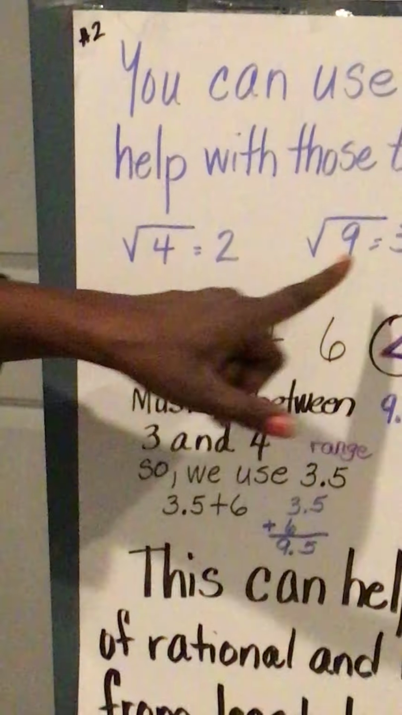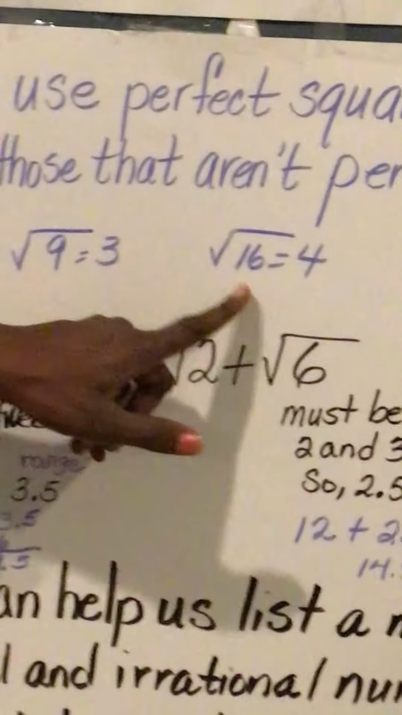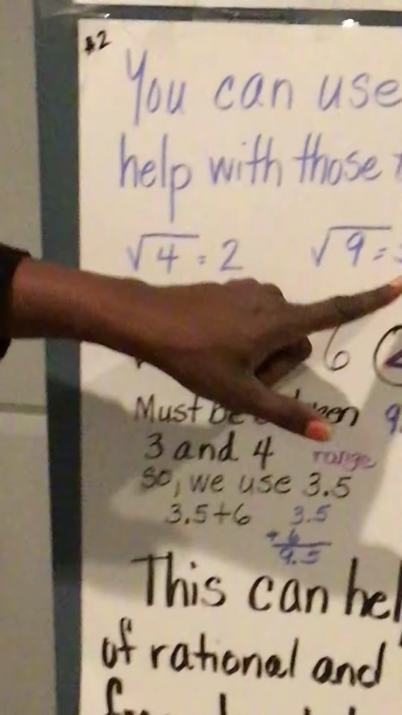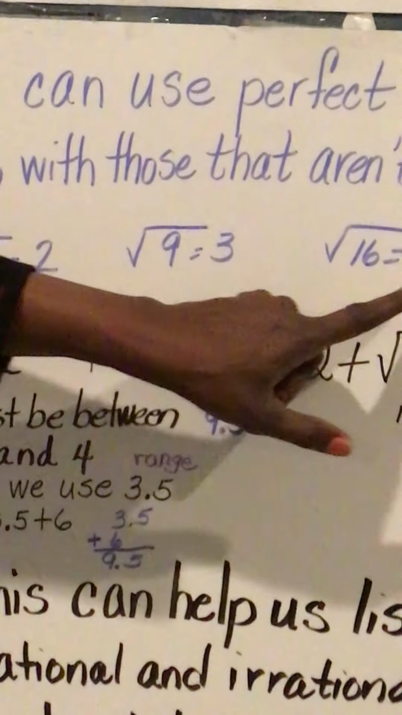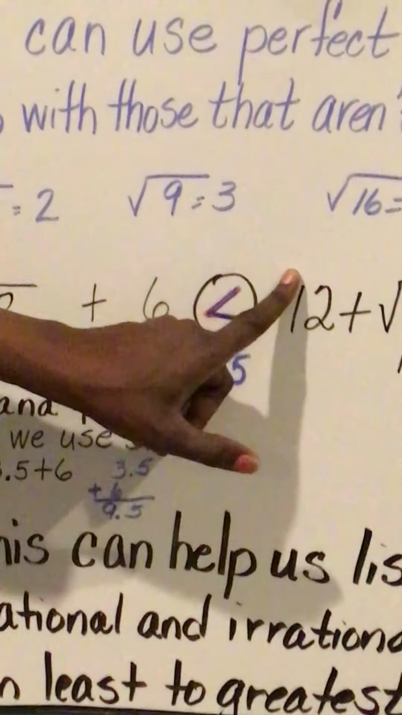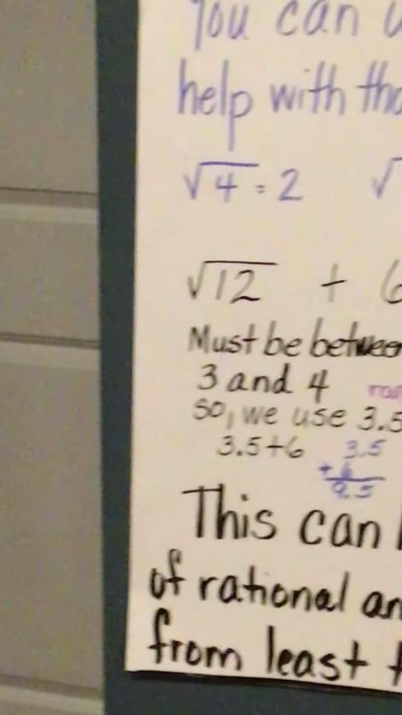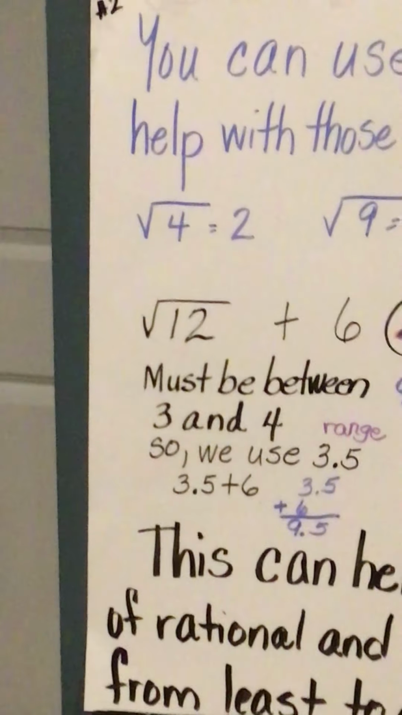But for right now, just pay attention that I know that 12 would sit right there in between these. So it must be between the 3 and the 4 if we're looking for a square root that is right there. So I'm going to go halfway, which would be 3.5.